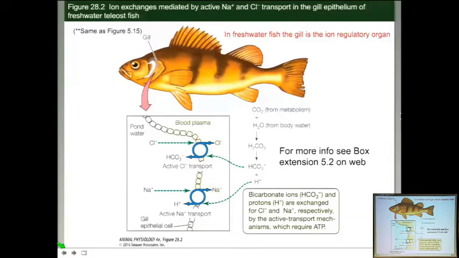So, how do they handle the ions? This figure that we have here, we've seen before. We saw it in Chapter 5 earlier in the course. And here are the standard transporters: basically an active sodium-hydrogen exchange pump, and chloride-bicarbonate exchange active transport. Both of these require ATP. The net effect of these pumps in the gill epithelial cells is that sodium and chloride enter, and the source of the hydrogen and the bicarb comes from metabolism and body water.